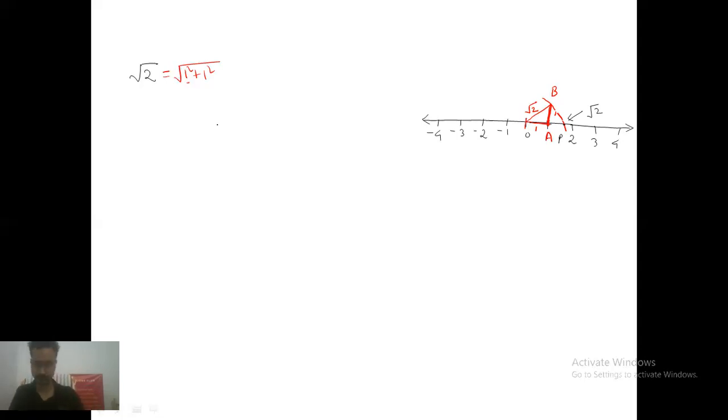All of you write down the statement. I am going to give you the statement. So all of you write down the statement. Write down first. You have to write down like this: root 2 equal to root over 1 square plus 1 square. Then write down. All of you write down.